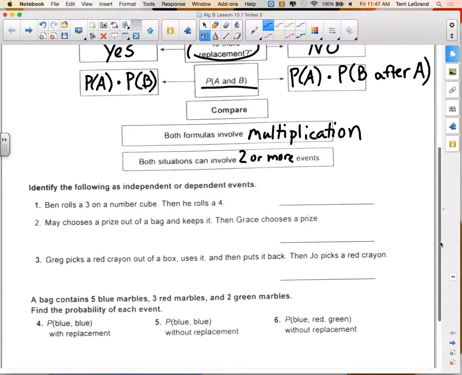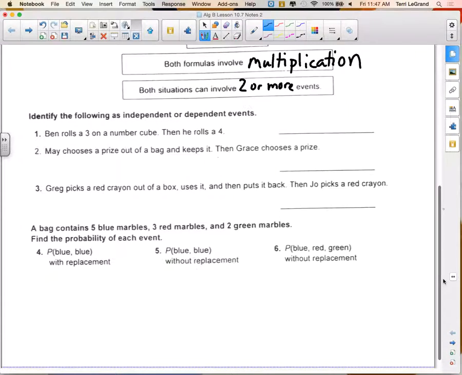So now let's go down and do some practicing, like what we were doing yesterday. Ben rolls a 3 on a number cube, then he rolls a 4. Now notice, sometimes they don't use the word replacing, because they don't need to. If you roll a number cube, does a number fall off and disappear?